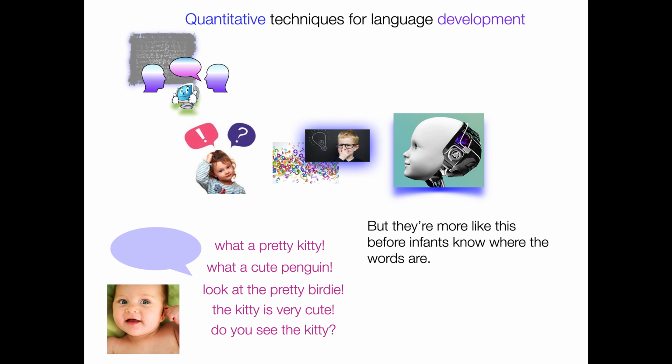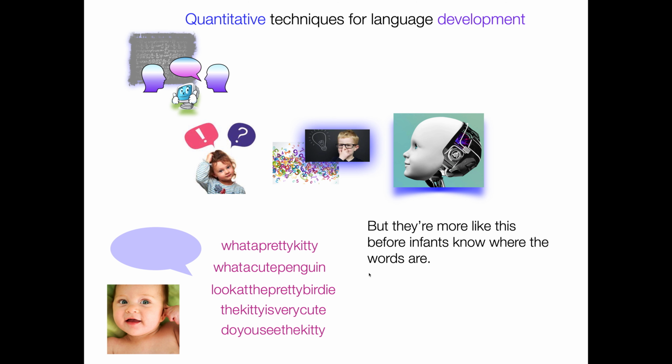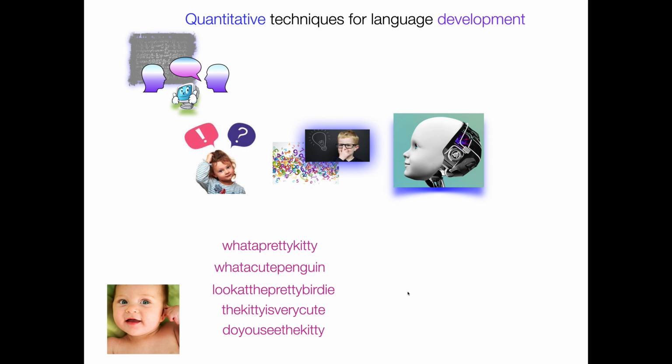And before infants know where the words are, we might think of them as being perceived more like this, right? Just as a stream of speech, which here we're representing by squishing the words together, getting rid of the spaces, as it were. And the job of the infant, usually at this point maybe 6 months old, is to find where these words are, to segment the words.